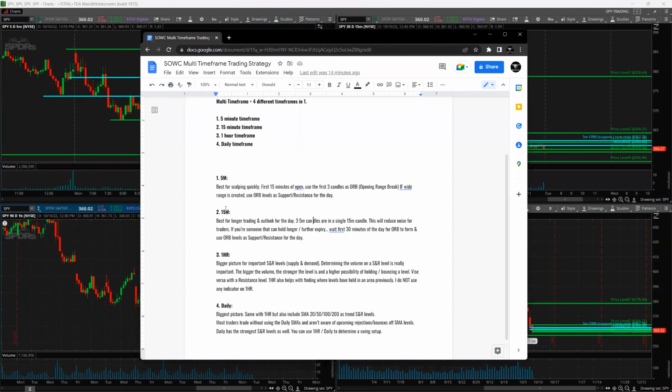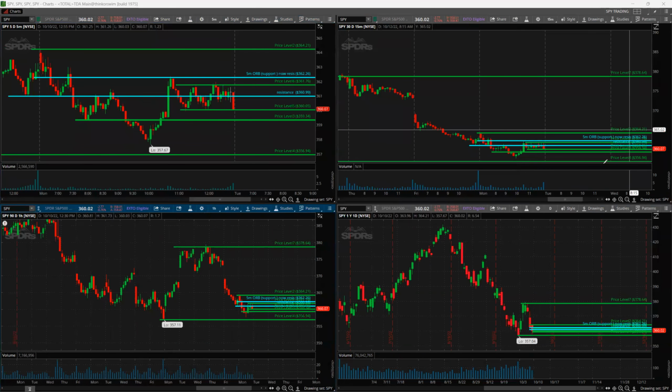So moving on, 15 minutes. Best for longer term day trading and outlook for the day. So 15 minutes equals 3 5-minute candles. That will mean less noise for people who are trying to day trade longer term and not just scalping. This will reduce noise for traders. If you are someone that can hold longer or has a farther expiry, you can wait the first 30 minutes of the market to open for the ORB, opening range break, to form, and use the ORB levels as support and resistance for the day. So same exact thing as 5 minutes, it's just a longer term time frame. Go ahead and see which works for you more.